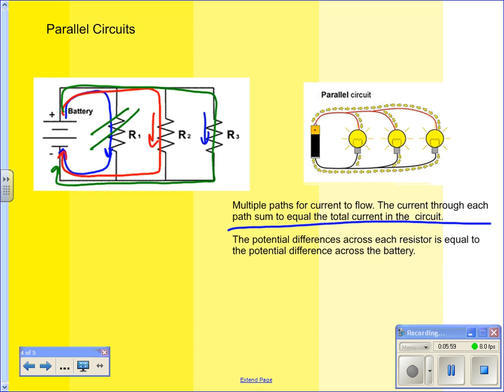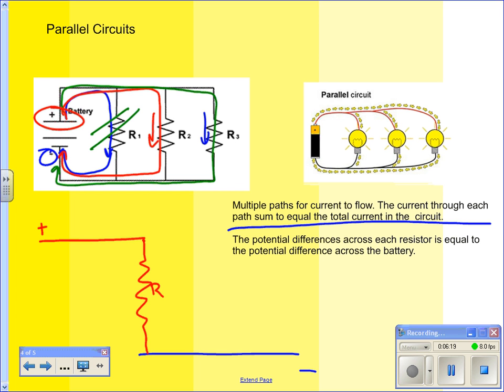If we think about it in terms of that water analogy or falling down a mountain, this is what it would look like. The positive again would be high ground, and the negative would be low ground. And since we have different paths, this might be path R1. This might be path R2. And this might be path R3.